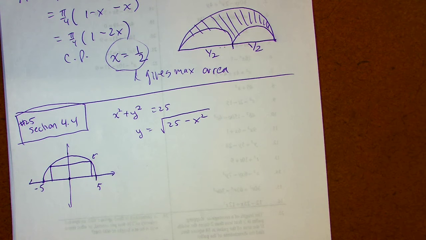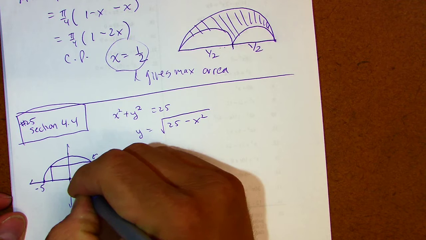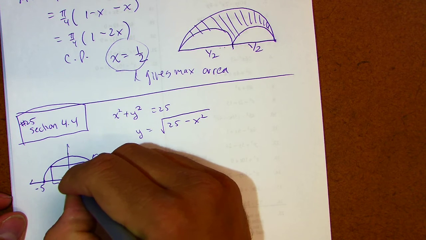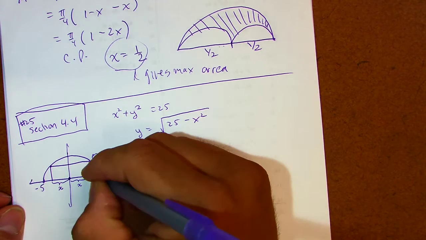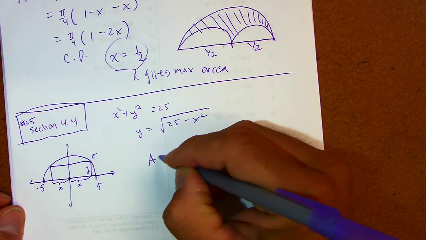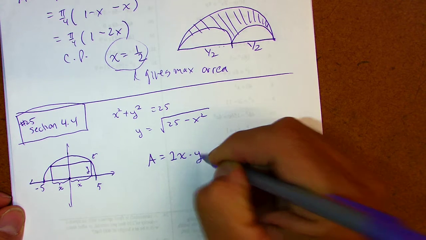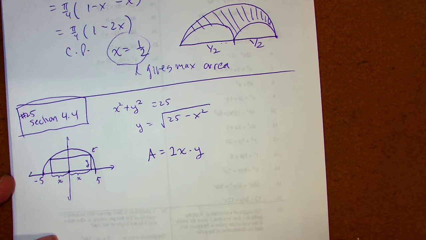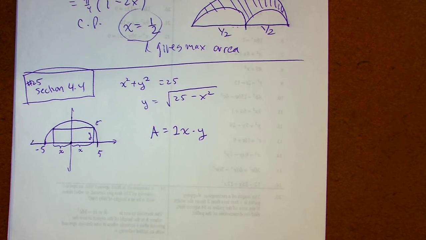All right, so I want to maximize the dimensions of max area. So again, if we think of area of a rectangle, it is length times width, so this is y. So the area is 2x times y. All right.